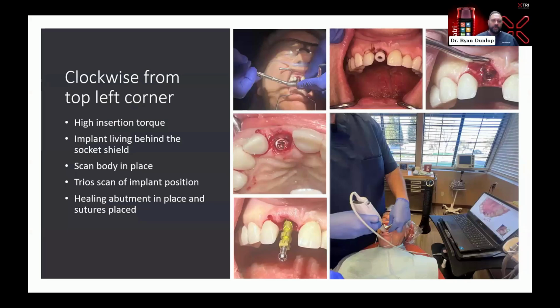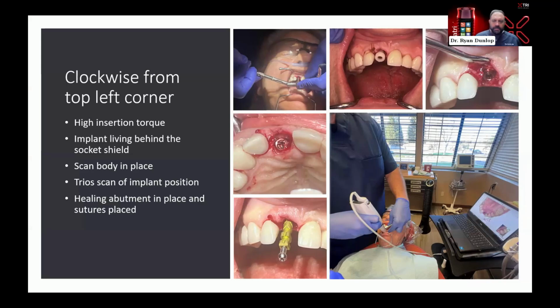So here's what we did clockwise from the top left corner. I inserted the implant and I got really high insertion torque. It was probably more than 80 Newton centimeters. The second photo here, you can see the implant, the TRI implant, living right behind my socket shield. This is kind of a minimally invasive surgery, so I have what's called a mini flap. I only raised one papilla, and I kind of pushed back the extraction area just very gently.